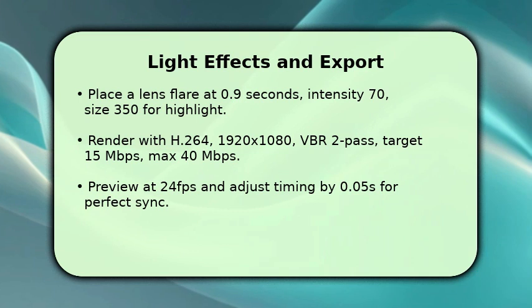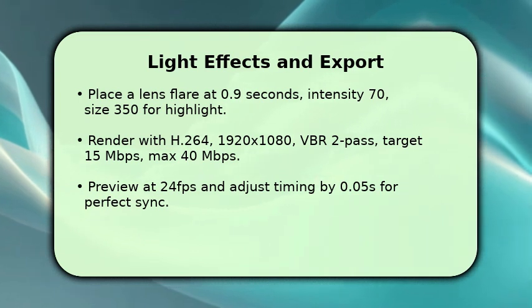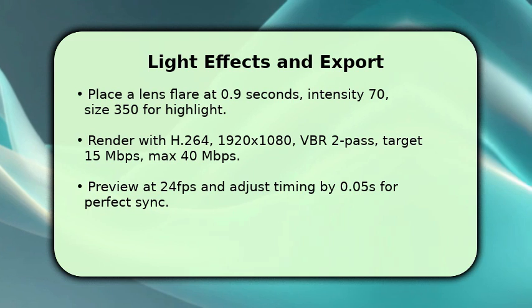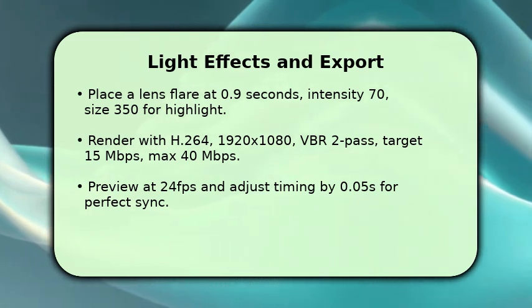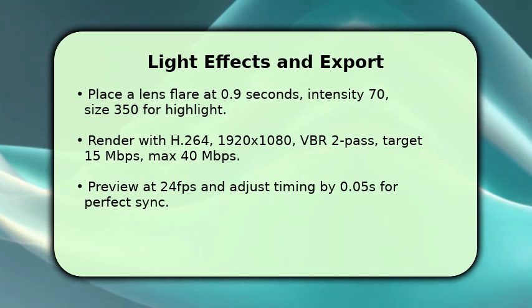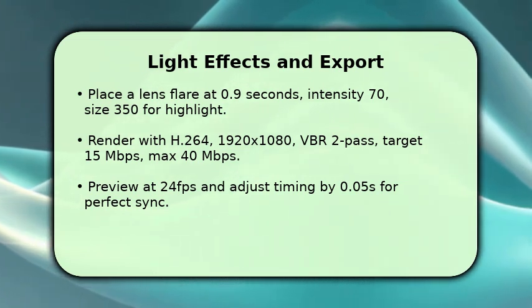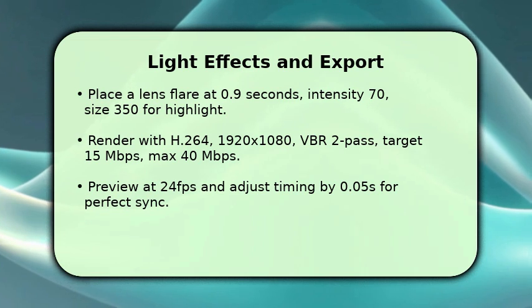Render with H.264, 1920 x 1080. VBR 2 pass, target 15 Mbps, max 40 Mbps for crisp results. Preview at 24 fps and adjust timing by 0.5s for perfect sync before final export.